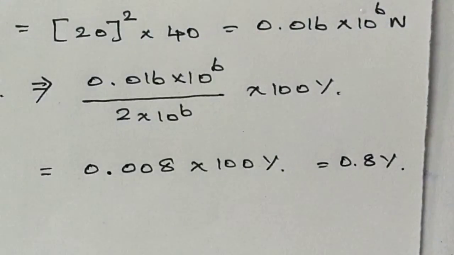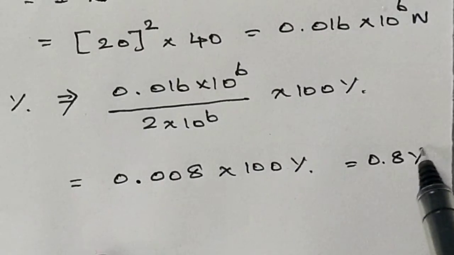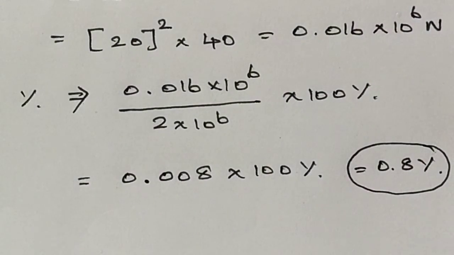In the low voltage, high current case, the loss is 80 percent. In the second case, with high voltage and low current, the power loss is 0.8 percent. It is clear that when electric power is transmitted at higher voltage, the power loss is reduced to a large extent. So when we transmit at higher voltage and low current, the energy losses are reduced.